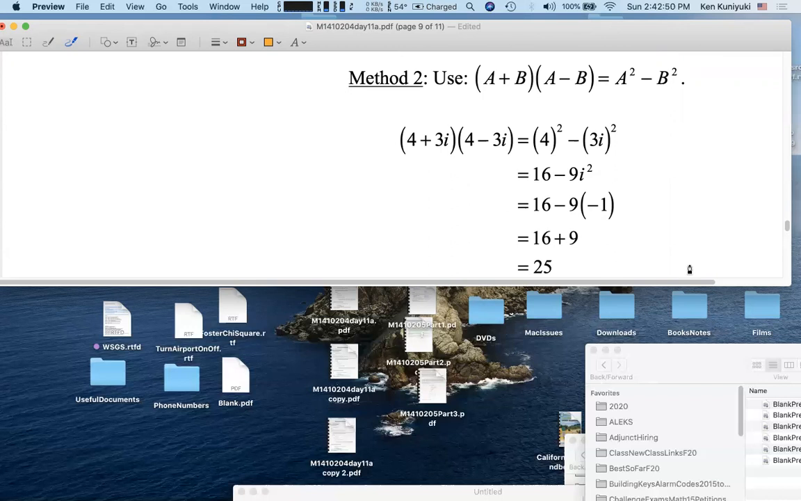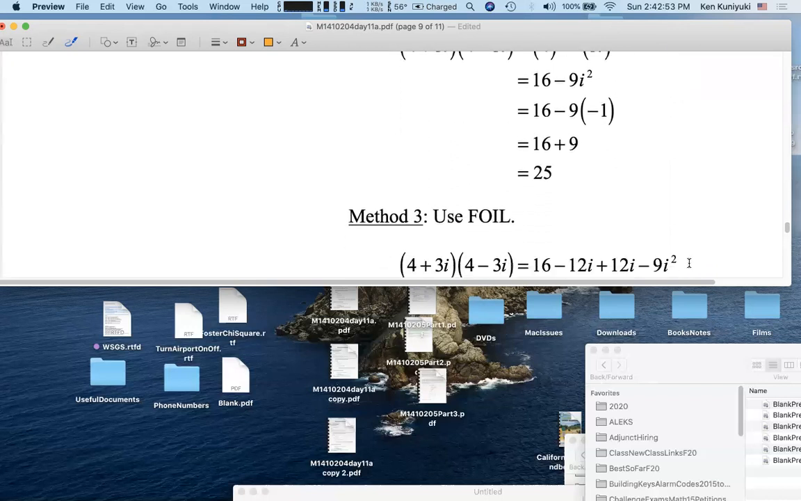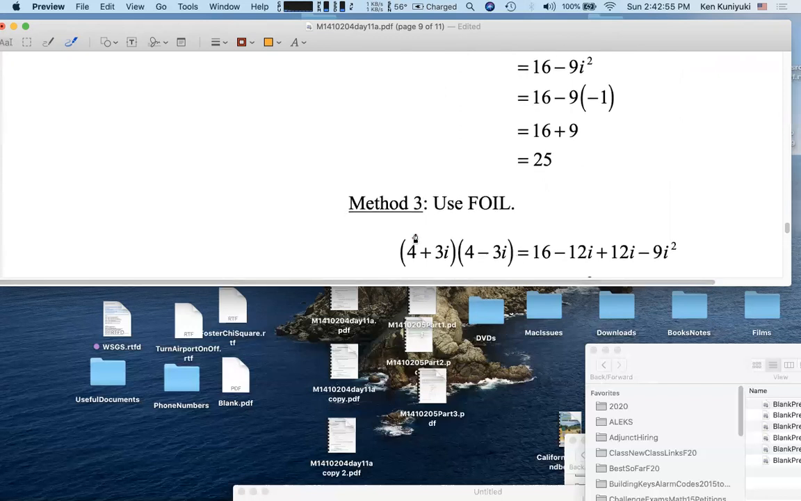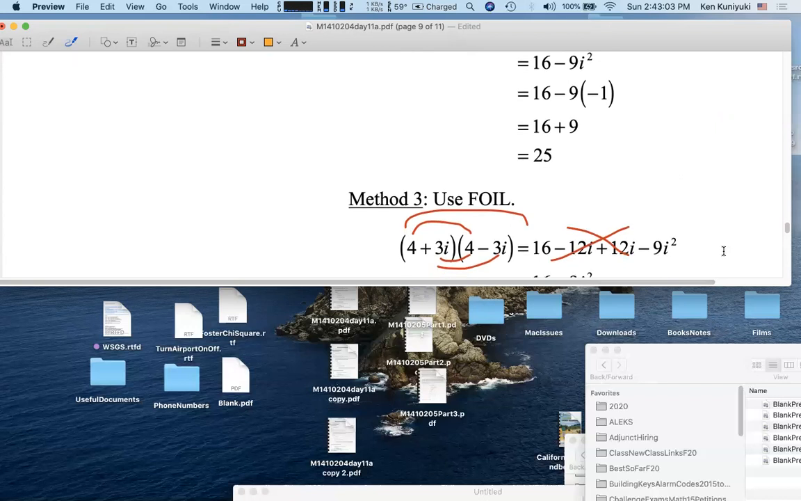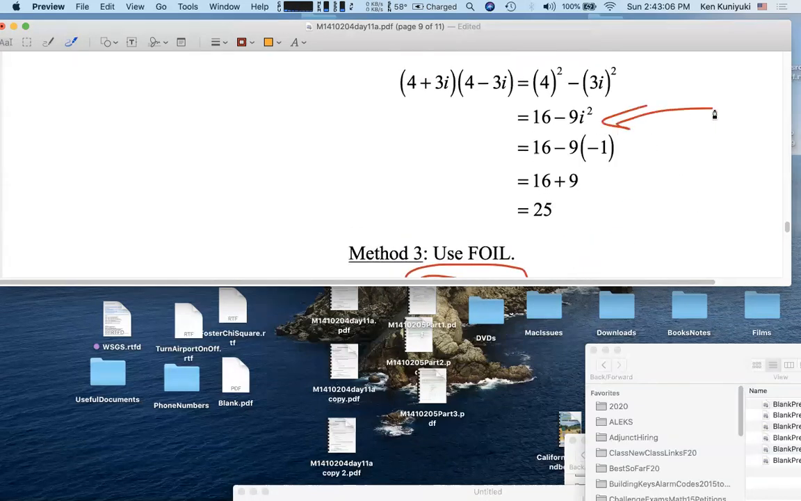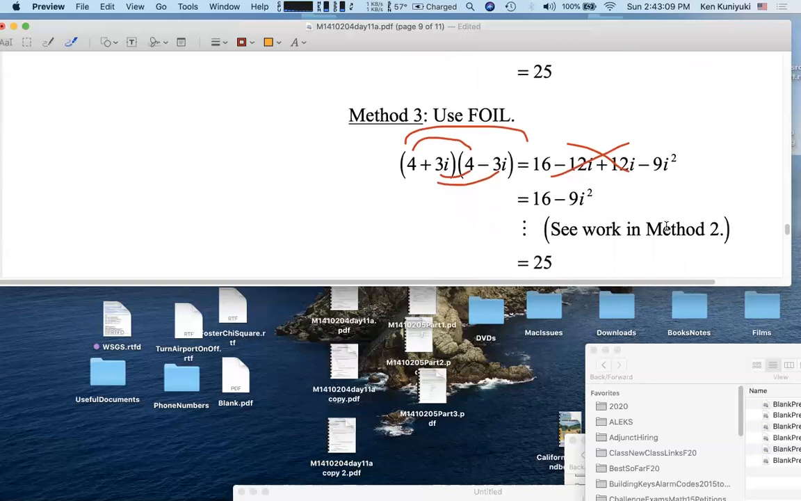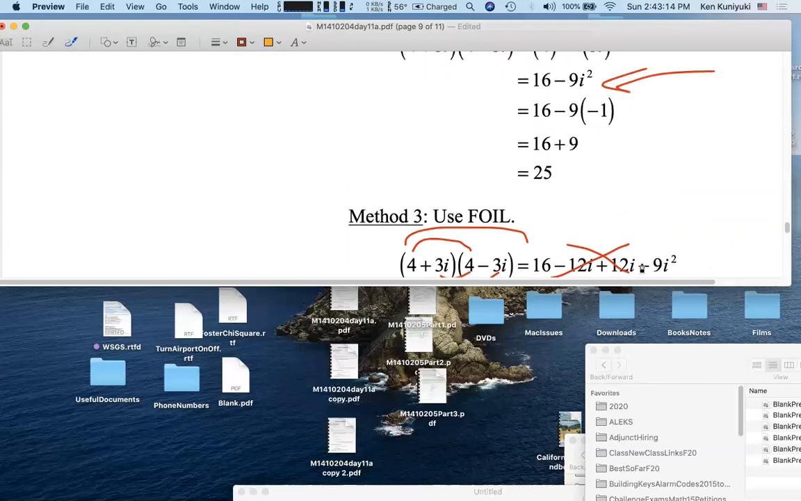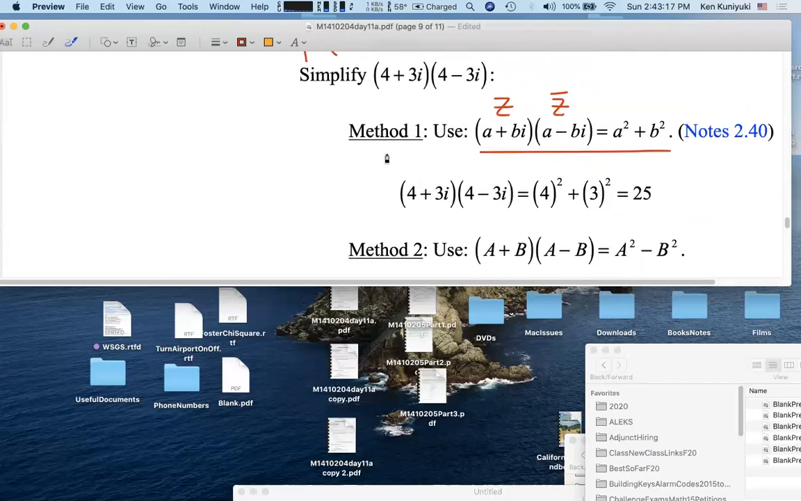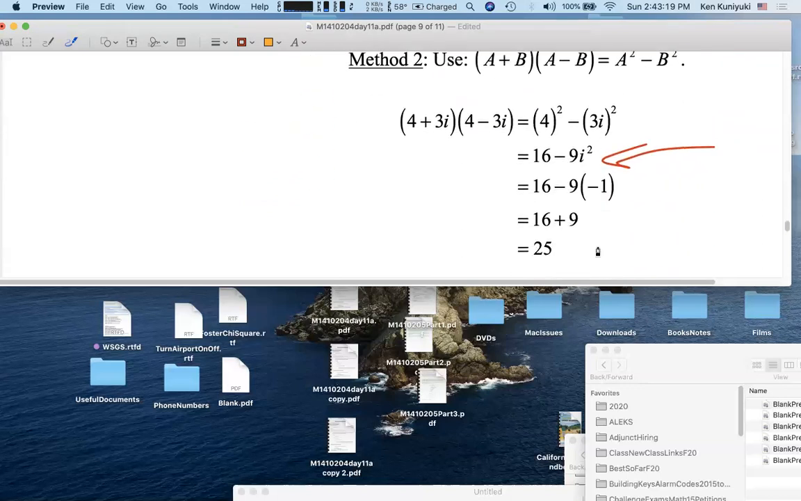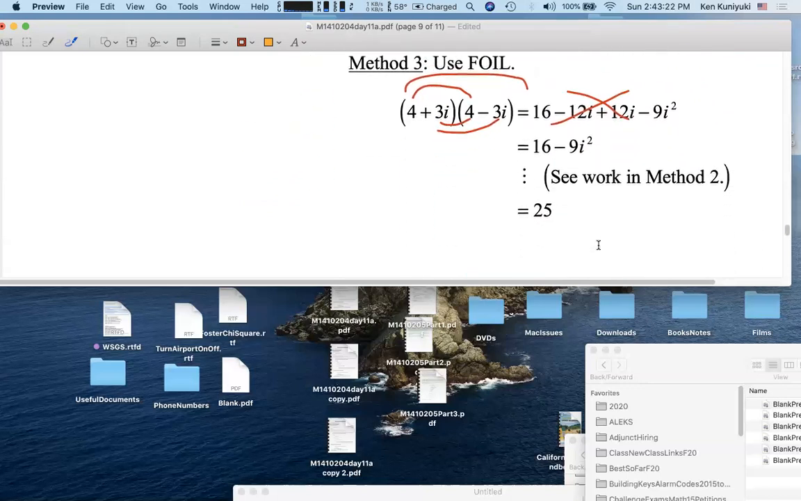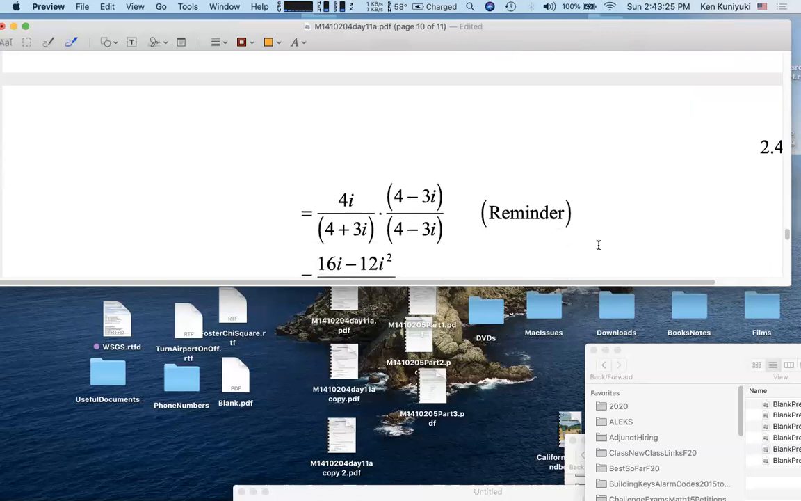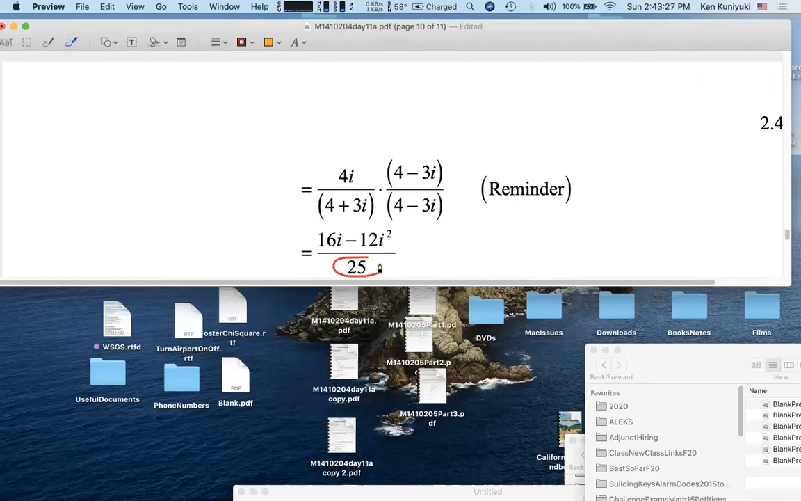Or if you want to go even older school, you could use FOIL, the distributive property. 16 minus 12i plus 12i minus 9i squared. You see that the i terms cancel out, and you end up with what we get over here, basically. 16 minus 9i squared, which ends up being 16 plus 9, or 25. So regardless of the method, you should end up with 25. This rule gives you the fastest way of doing it, but the older school methods also work. Okay. So the denominator is 25.